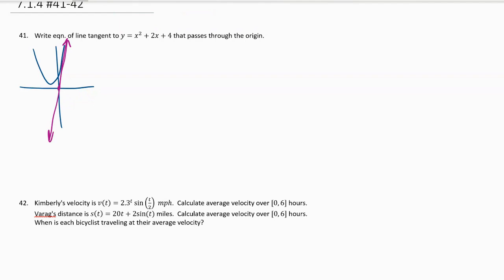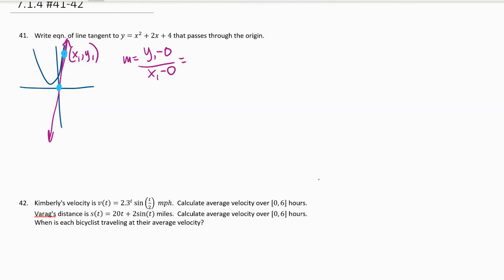There are a couple of things we know about the tangent line. We know the tangent line passes through the origin. We know it's going to pass through some point on this function. And we know the slope of the tangent will equal the slope of the function at that point. So let's say it passes through the point x1, y1, and it also passes through 0, 0. If I find the slope of the tangent line through these two points, the slope is going to be y1 minus 0 over x1 minus 0.